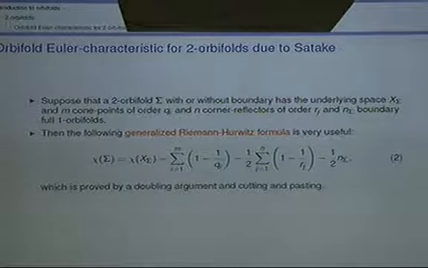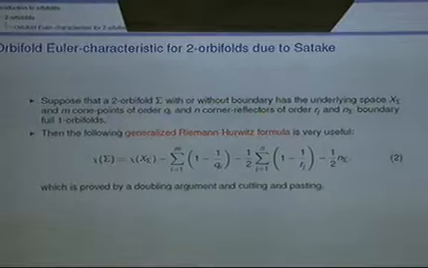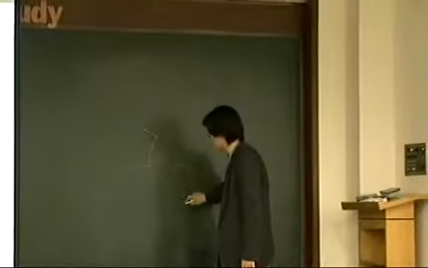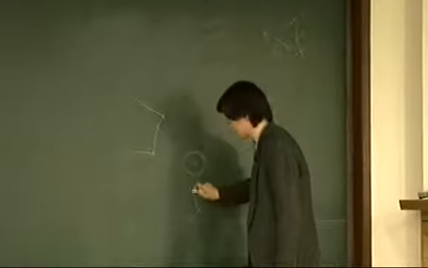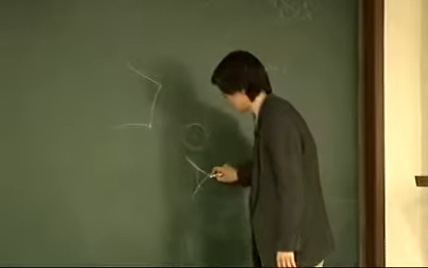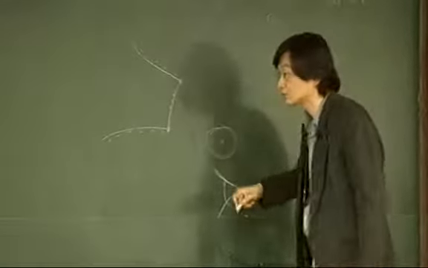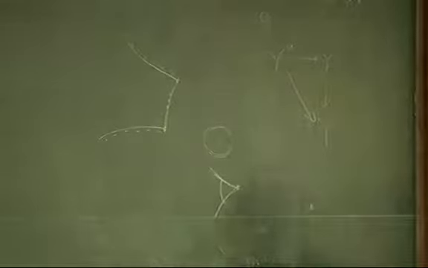So basically here, if you have a cone point, then you have to remove it by some circle. Or if you have a corner reflector, then you have to cut it by some arc like this. So this will be mirrored here, and then this is a corner. So you cut it to prove these kinds of things here, and use the pasting formula that I talked about.